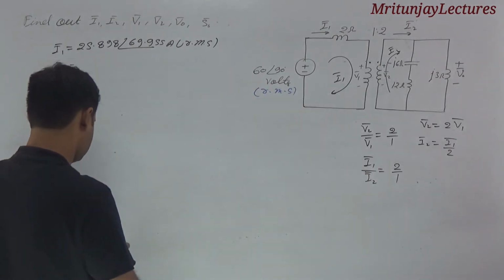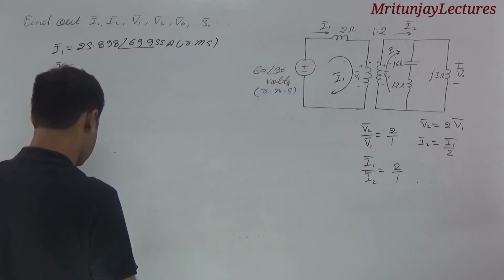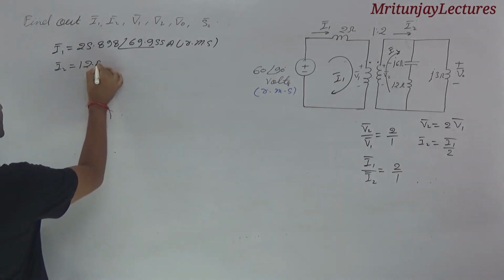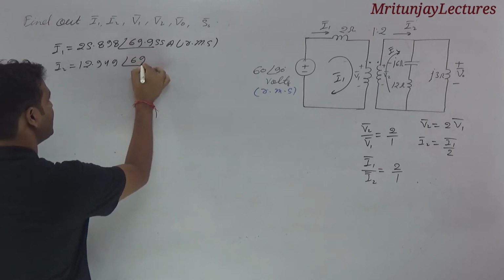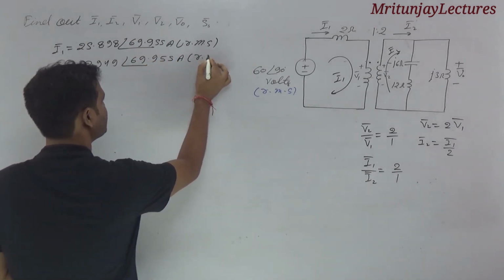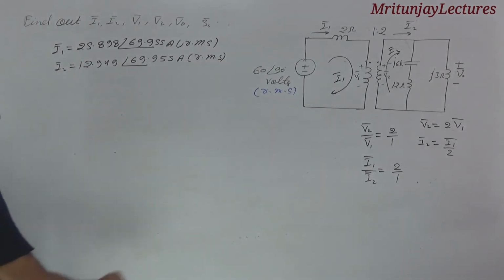Okay, so I2 is 25.898 divided by 2, that is 12.949 at the angle 69.955 RMS. Okay, now what about V1?